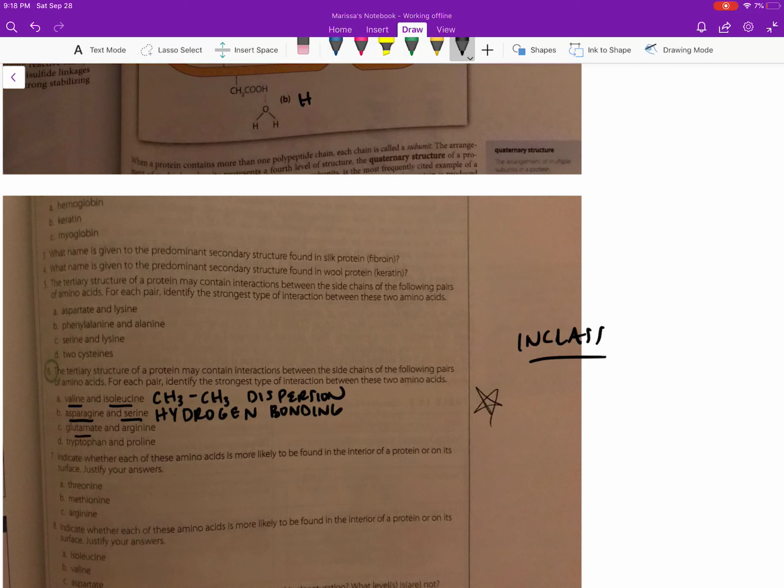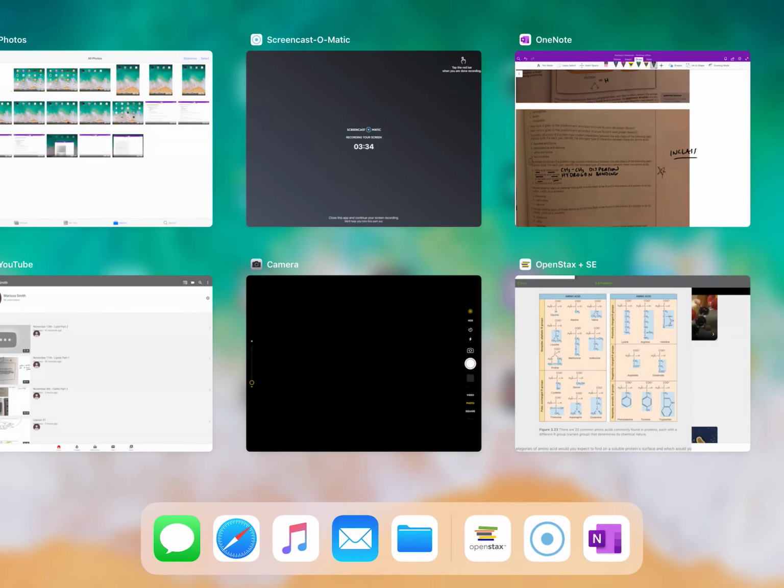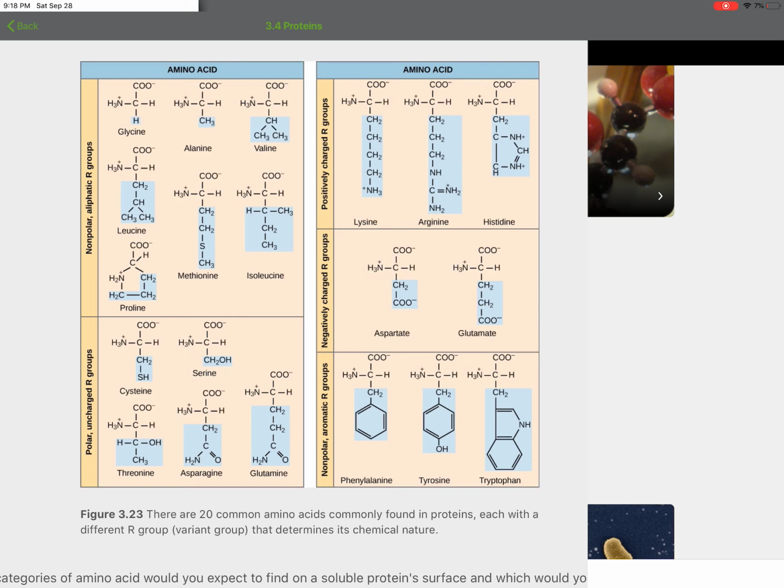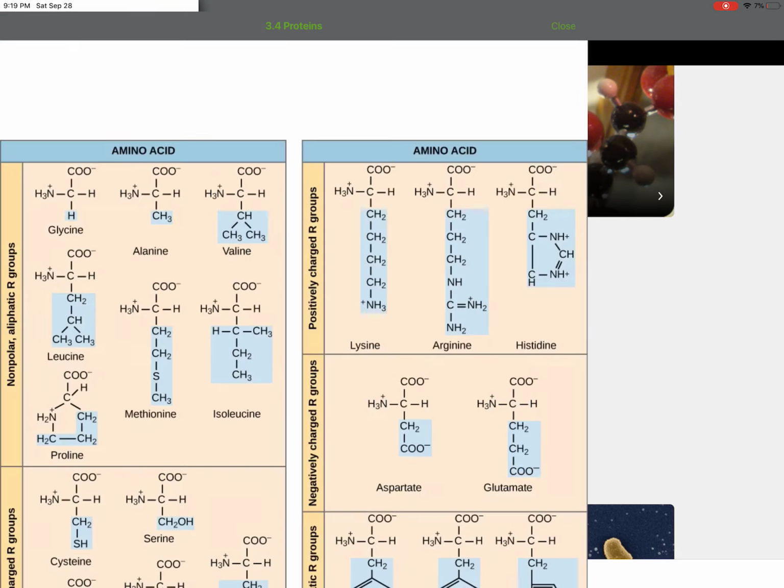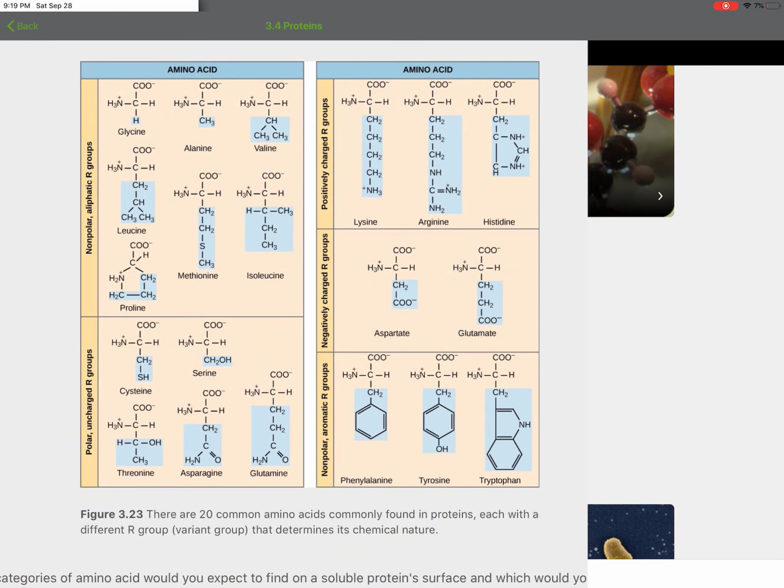The next one is glutamate and arginine. So looking at my box, in the upper right hand corner I have arginine. It has a positive charge on that nitrogen. The box right beneath it has glutamate, which has a negative charge on the carboxylate group right below it. So because I have a positive and a negative, I'm going to go ahead and say that this is going to be ionic bonding.